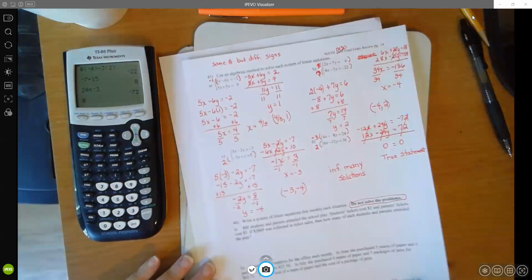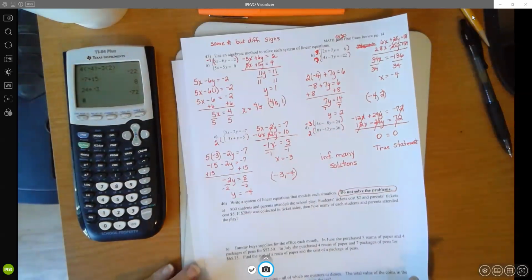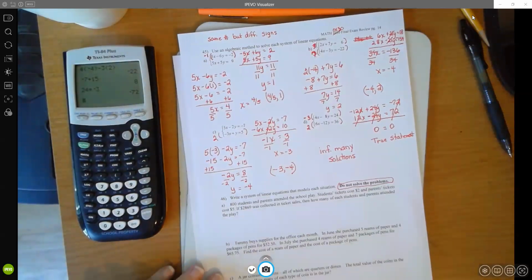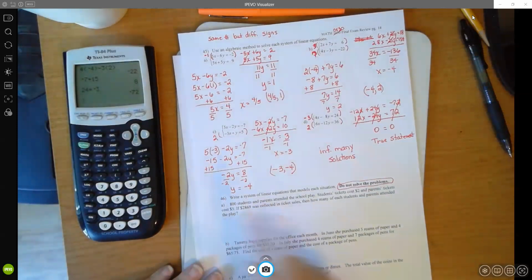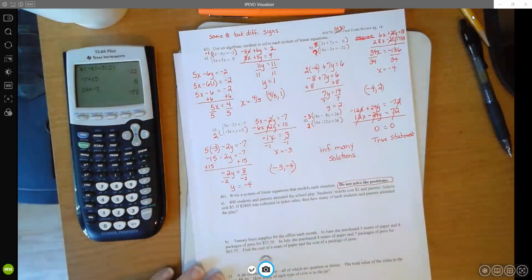And some of these are much larger numbers and can get kind of complicated as you solve them. Okay, so let's look at letter A. 800 students and parents attend the school play. Students' tickets cost $2 and parents' tickets cost $5. If $2,869 was collected in ticket sales, then how many of each students and parents attended the play?